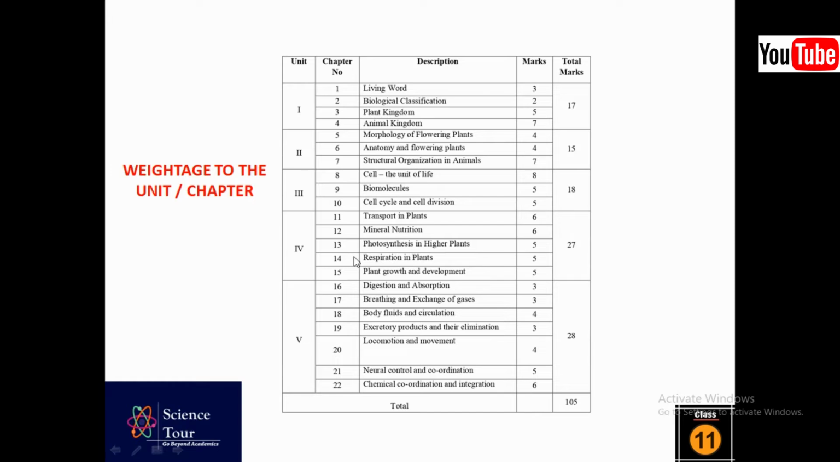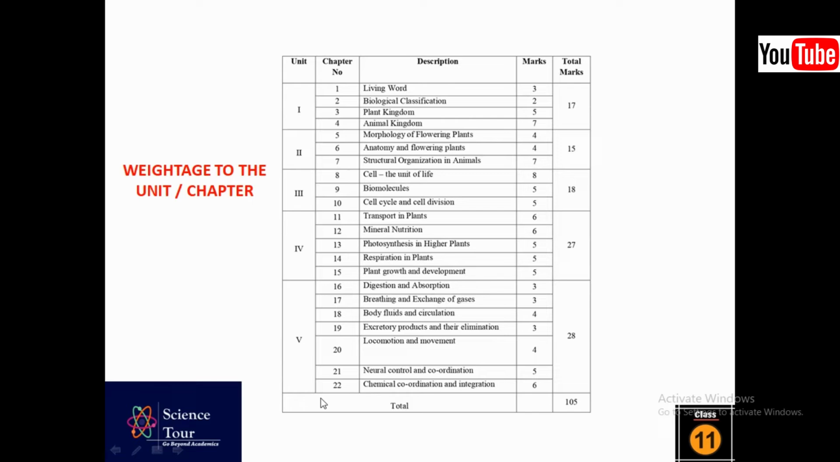Chapter number 13, photosynthesis in higher plants. If you see, 5 marks expected, 3 plus 2, or one 5 marks question. Then comes chapter 14, respiration in plants. Here also same thing, 5 marks, 3 plus 2 or one expected 5 mark question. Chapter number 15, plant growth and development. Here also 5 marks, one 3 mark and one 2 mark question may be expected. That is about unit 4.